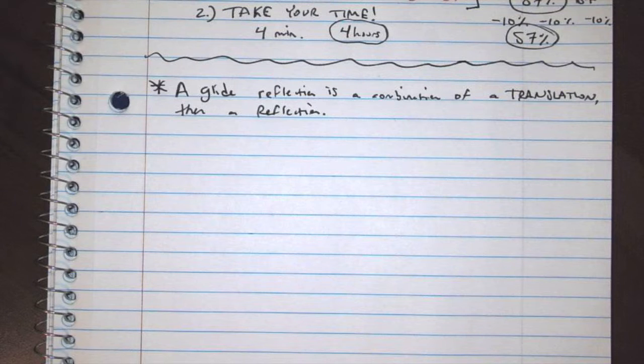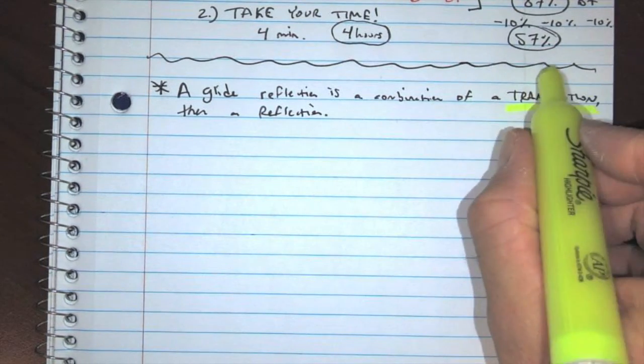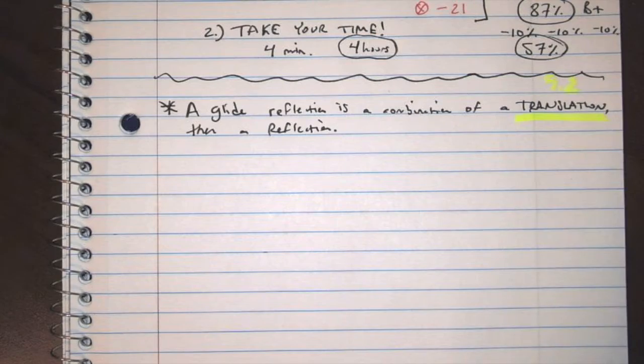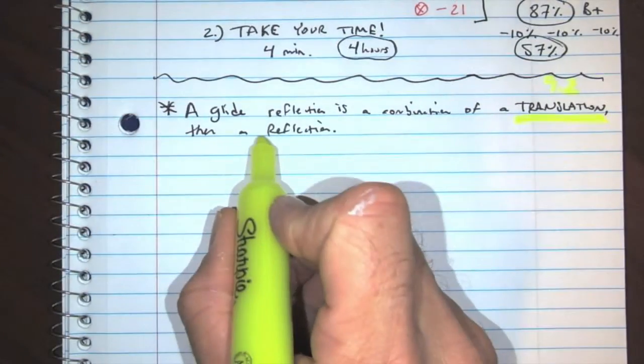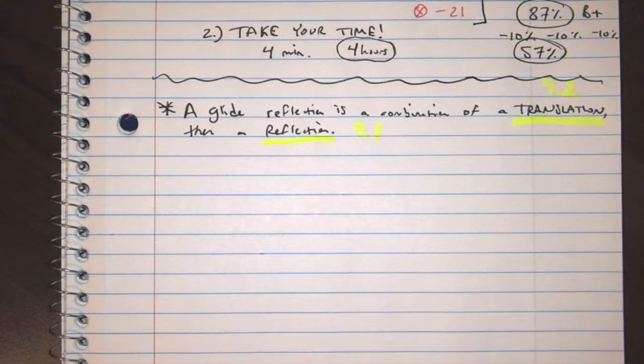A glide reflection is a combination of a translation, then a reflection. A translation, if you remember from 9.2, is a slide. We're sliding it to the right, we're sliding it to the left. And then a reflection, if you remember, we did that back in 9.1, we reflect over the x-axis or the y-axis, or sometimes we reflect it over the line y equals x.